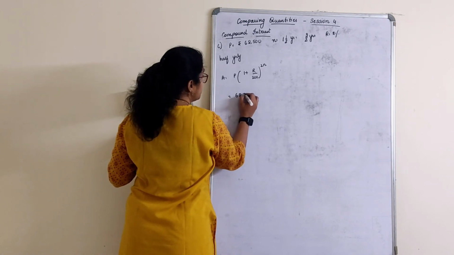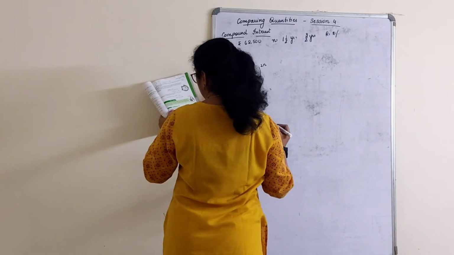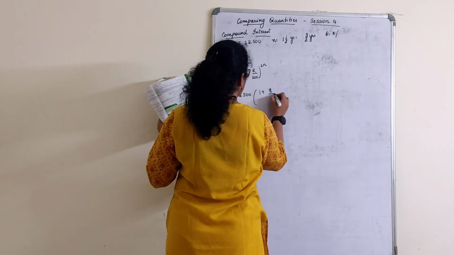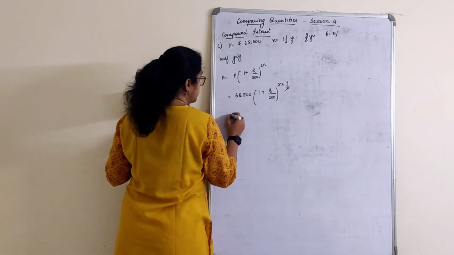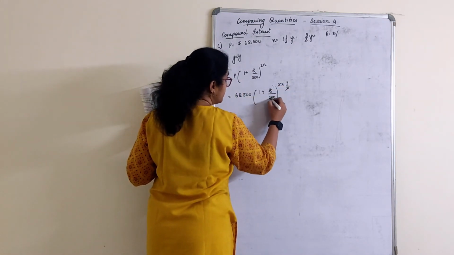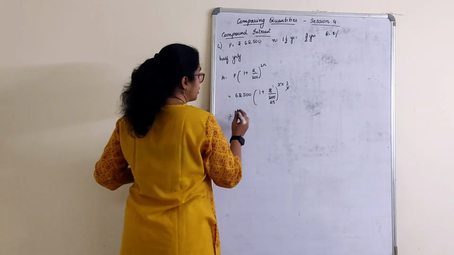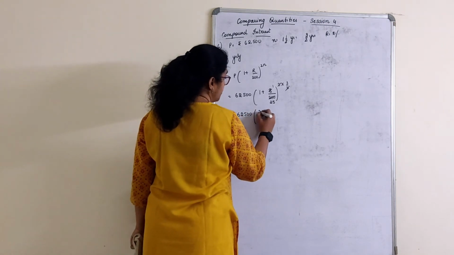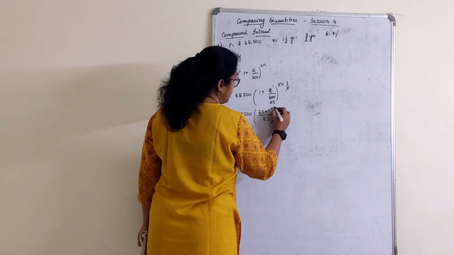Principal is 62,500. 1 plus rate of interest is 8%, right? Yes. 8 divided by 200 whole raised to 2 into 3 by 2. 2 and 2 will get cancelled. 8 ones are 8, 8 twos are 16, 8 fives are 40. So 62,500 of 25 plus 1 divided by 25 raised to 3.